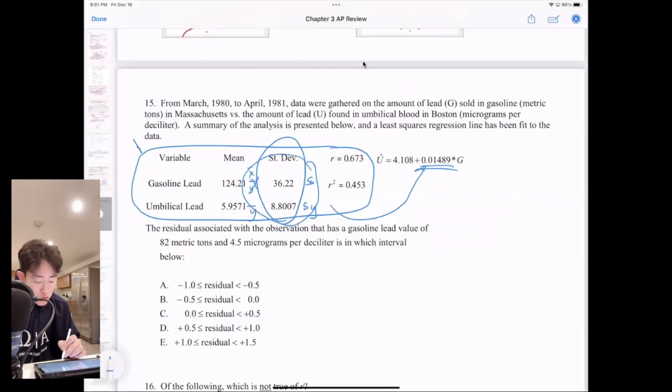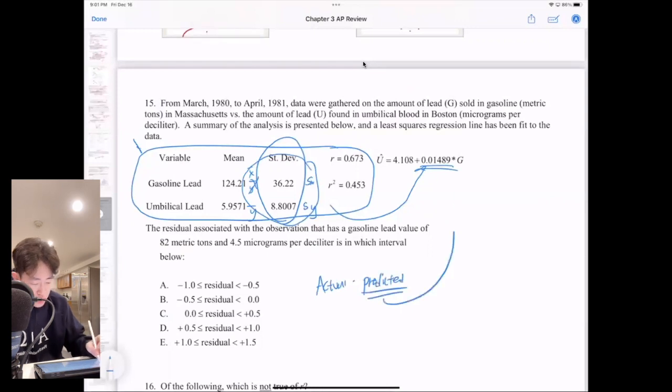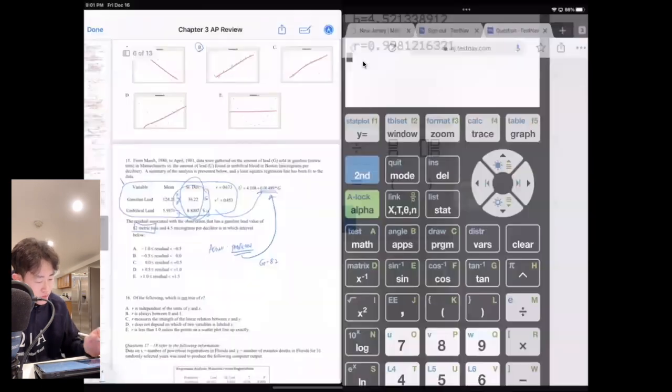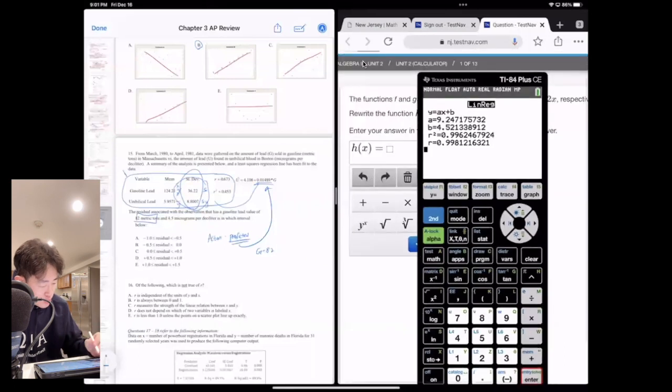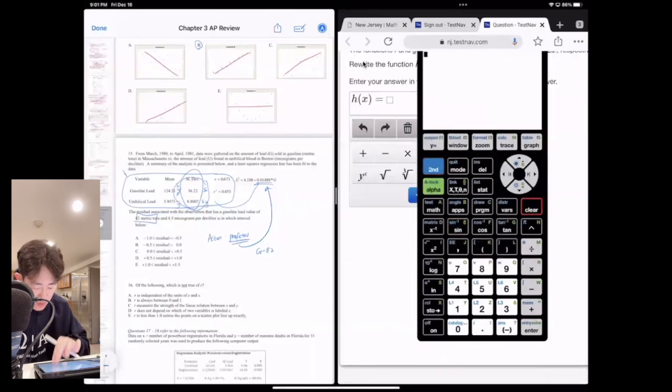They want you to find the residual, which means it's actual minus predicted. So we want to find the predicted by using this line when the gasoline lead value is 82. So you're going to go to your calculator here, and what you're going to do is press clear.